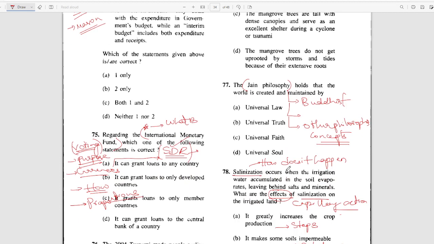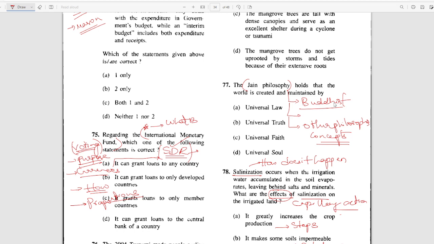The next question is, the Jain philosophy holds that the world is created and maintained by. So if they're asking about Jain philosophy, they can ask about the other philosophies like Buddhist philosophy. So Jain philosophy, Buddhist philosophy is important, and also other philosophies.